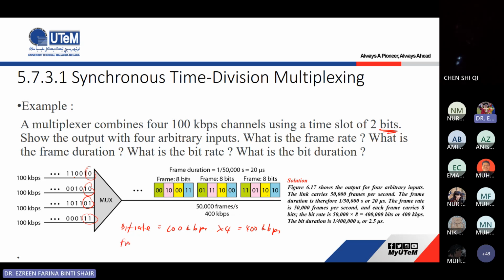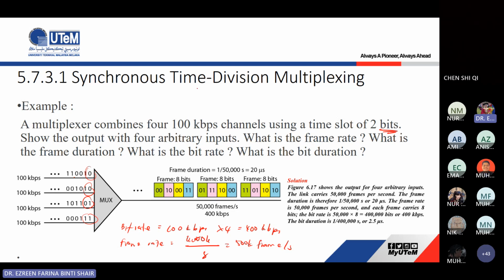For frame rate, this is in terms of bits. Now you want it to be in terms of frames. You know that one frame over here consists of 8 bits. So this 400 kilobits per second, 400K divided by 8, you should get 50K. This is frames per second. This is the rate in terms of frames.